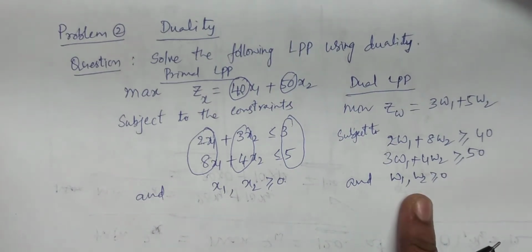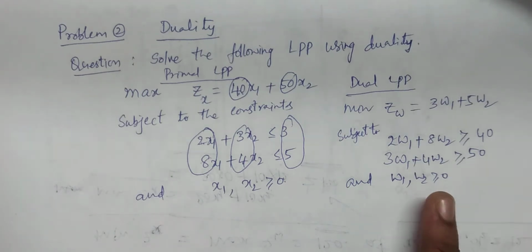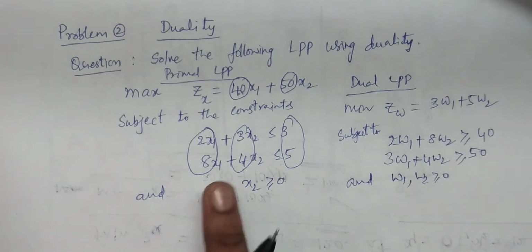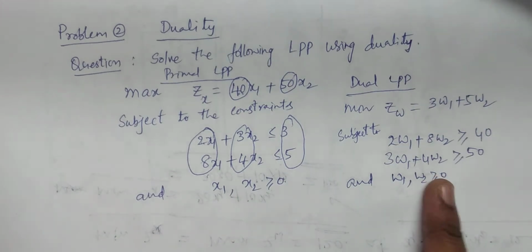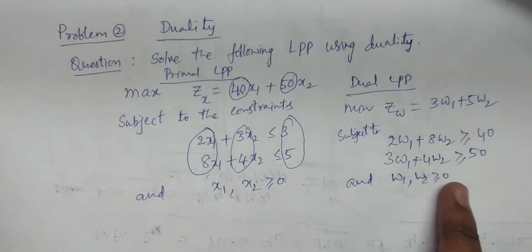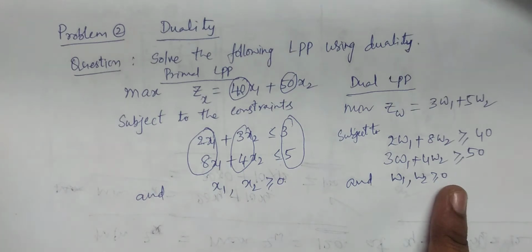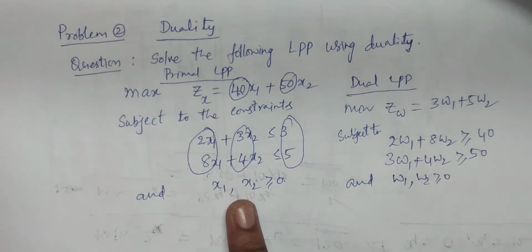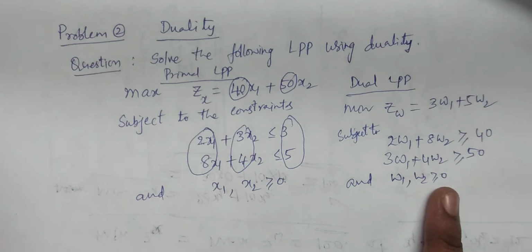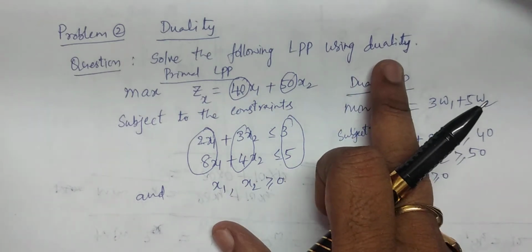So for this you have to solve. Clearly speaking, if you ask me, solving the primal is very easy rather than this, because for greater than or equal to constraints we have to apply the big M or two-phase method. Whereas here, with all less than or equal to constraints, slack variables can be used and it can be solved by the simplex method. But here you have to use the big M method. But anyhow, it was given as duality.